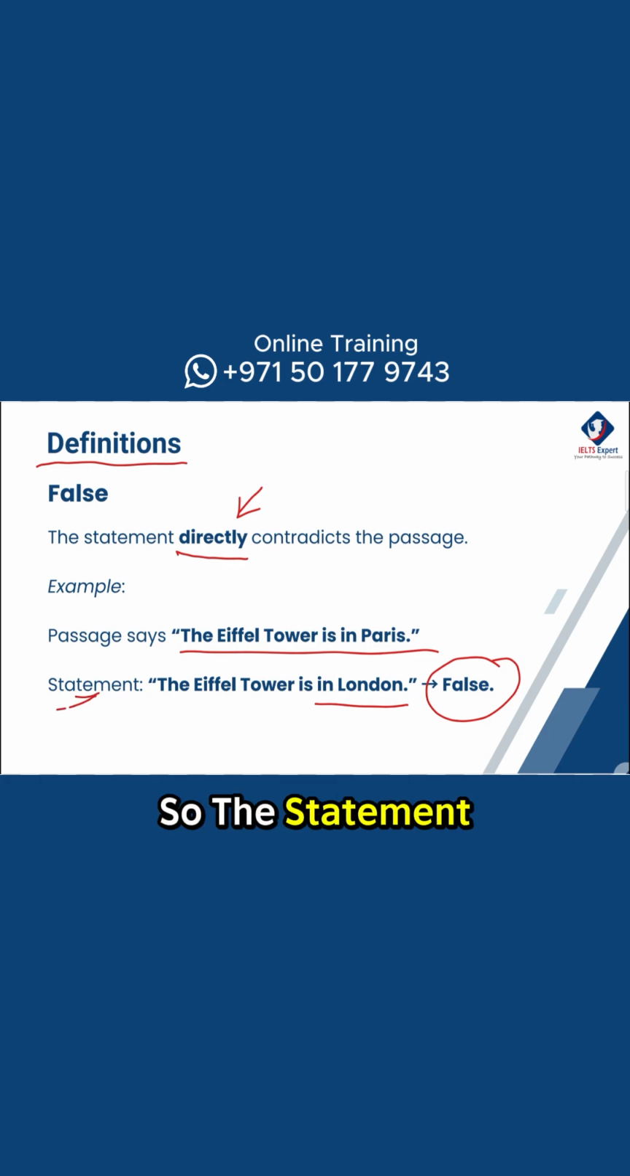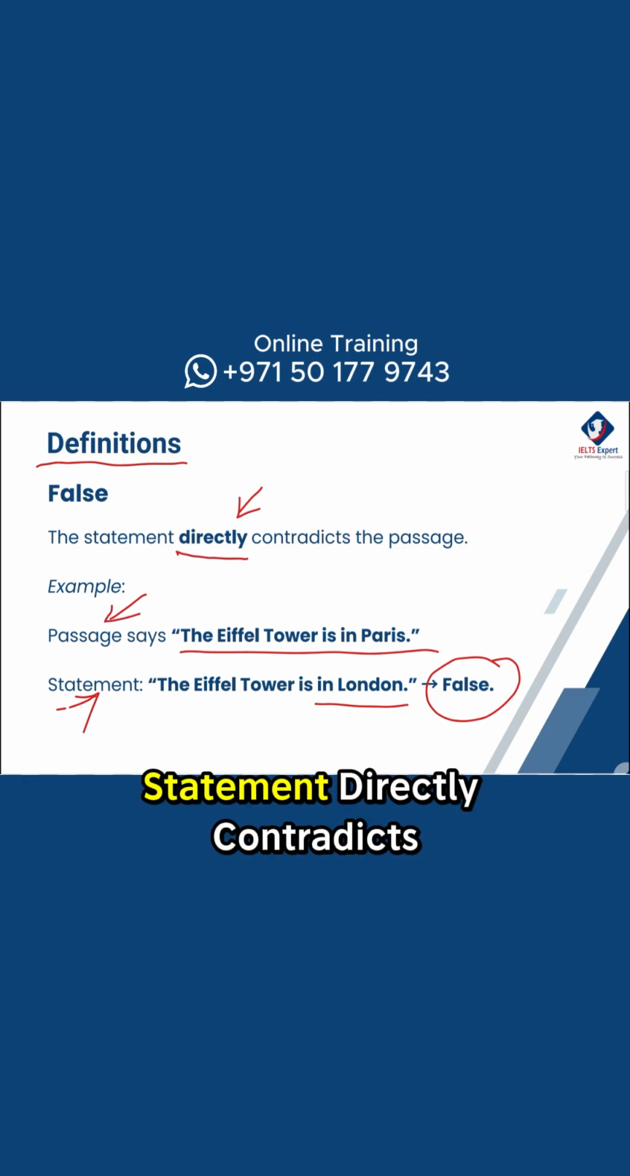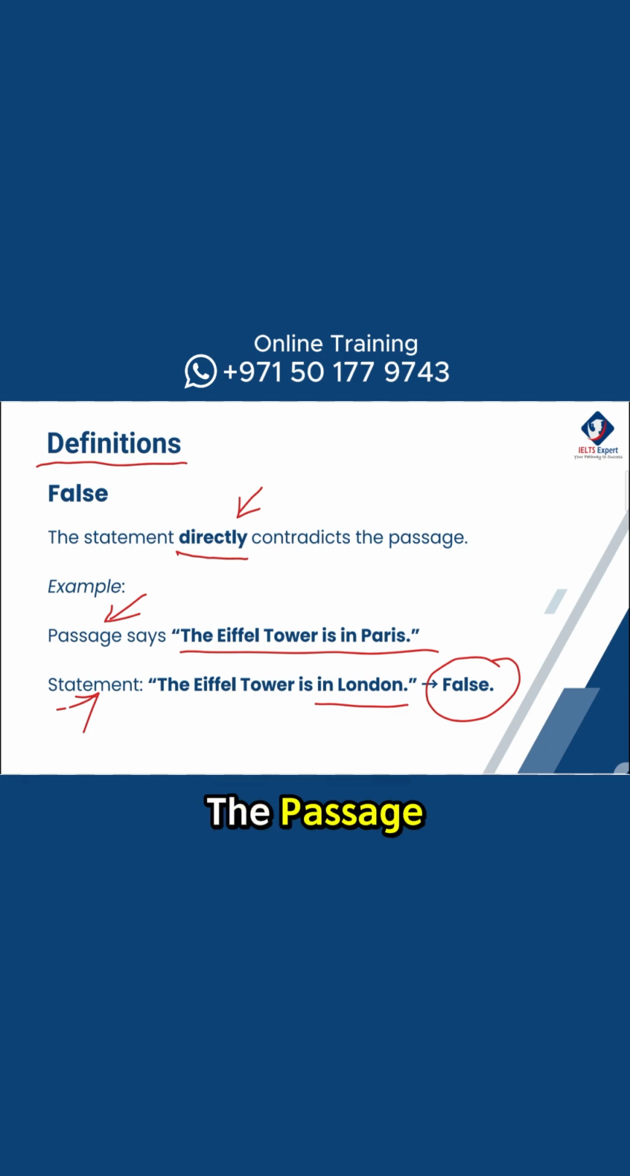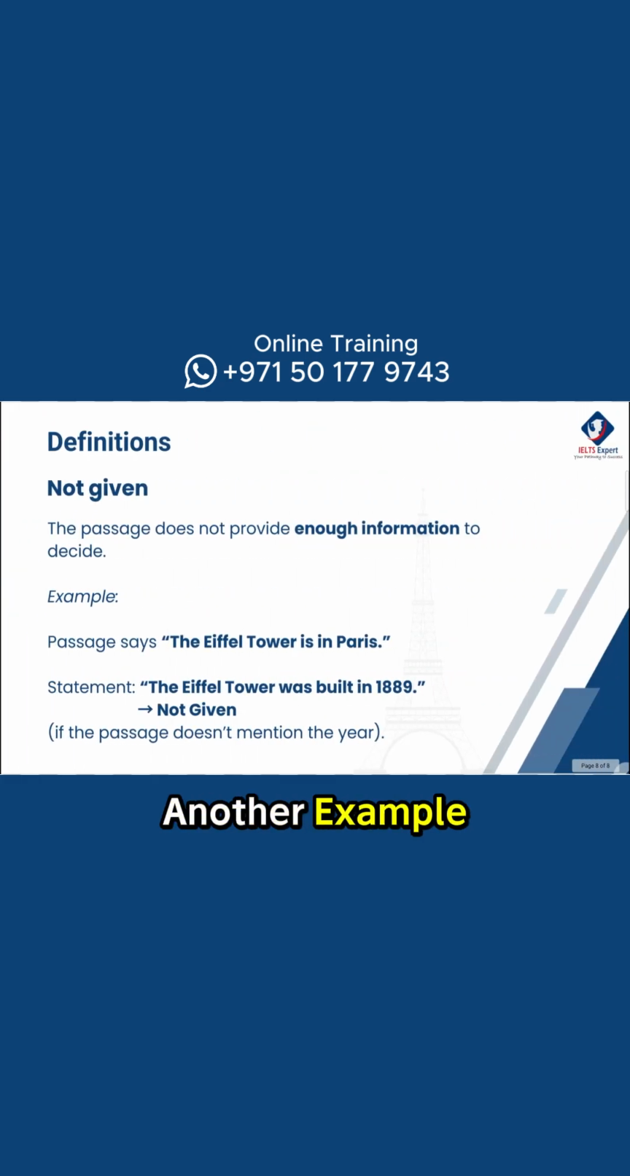So the statement doesn't match the passage. It doesn't match the information in the passage. So if the statement directly contradicts the passage, then you're going to decide false, right? Now let's look at another example for not given type of questions, right? For example, when the passage doesn't provide enough information, that's important. Look at enough information to decide, then you're going to decide not given, right? Example, when the passage says the Eiffel Tower is in Paris, this is our passage, right?